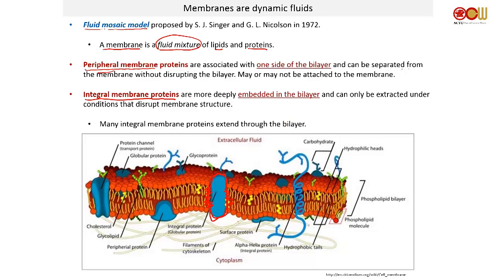Okay, so you have peripheral and integral membrane proteins. So make sure you understand the difference. It's actually very simple. It's just, where is it? Is it on one side only, or is it in the membrane? Okay, if it's an integral membrane protein, it's in the membrane.